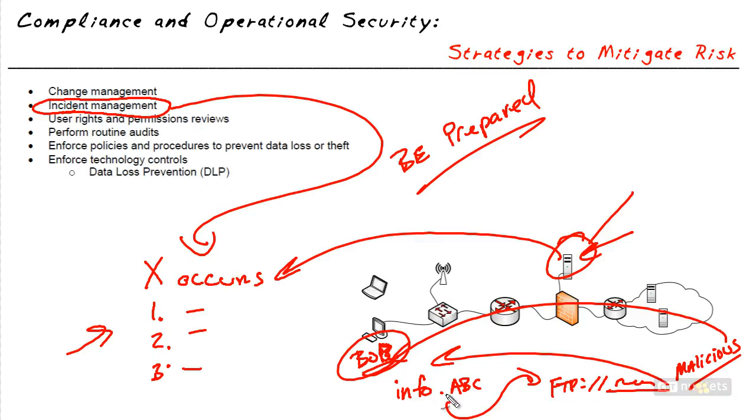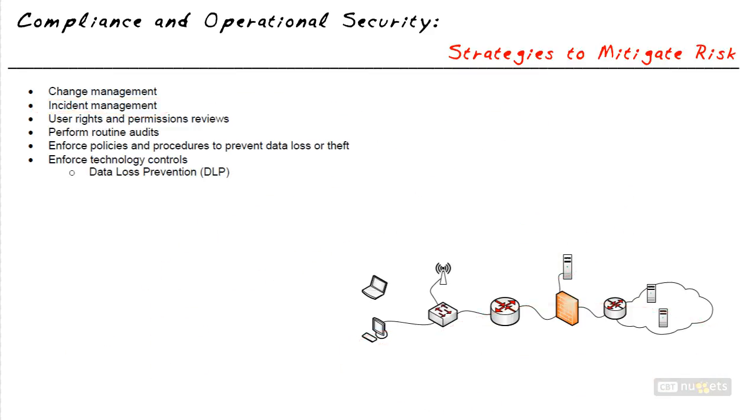Another strategy that we can use to help mitigate risk is to use an audit process that periodically and systematically is going to go through and take a look at things such as, okay, what are Bob's rights? He's an employee, he has a valid account. What rights does he have access to? What groups is Bob a member of?